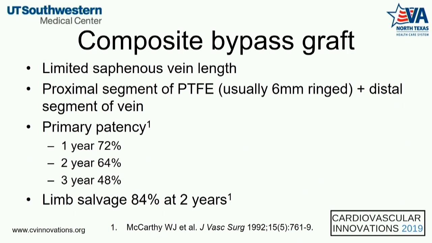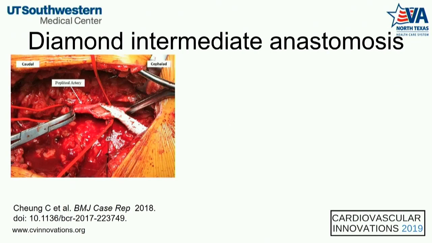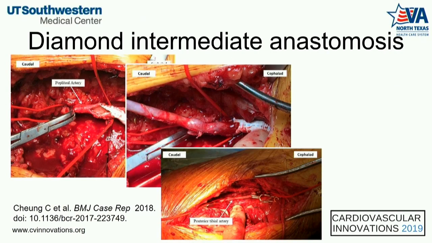There was one study from Northwestern, small study, but showed pretty acceptable patency, sort of right in between what you would expect for single segment saphenous vein and PTFE bypass, with acceptable limb salvage at 2 years. Here are some possible configurations for how it might look besides the end-to-end bypass. And so there are different ways to do it, but it's basically a combination of prosthetic and vein bypass.